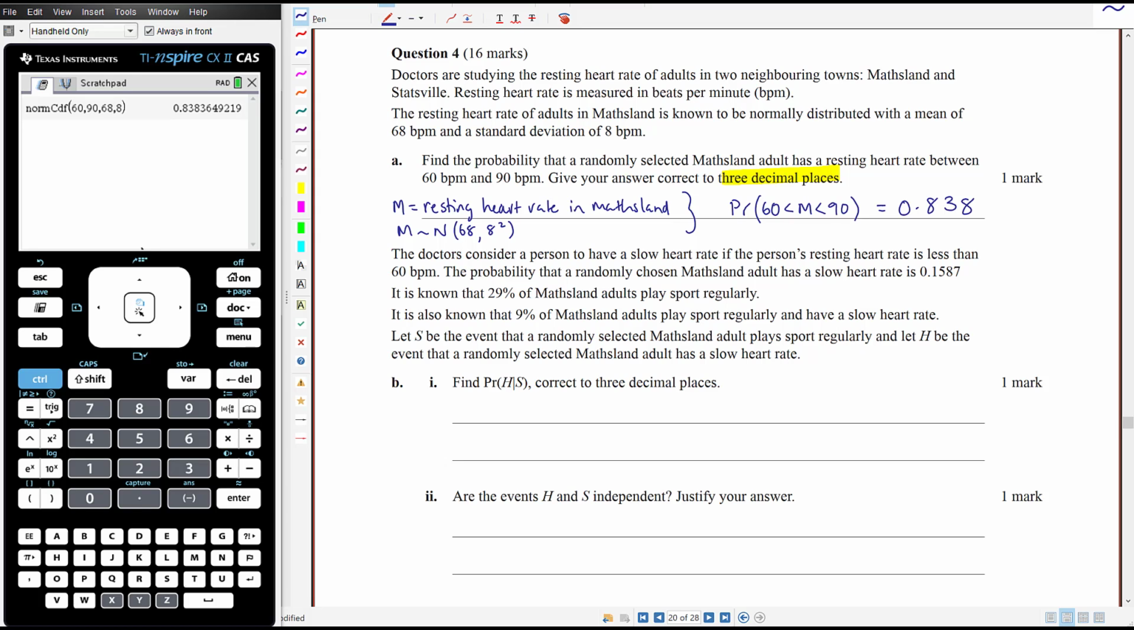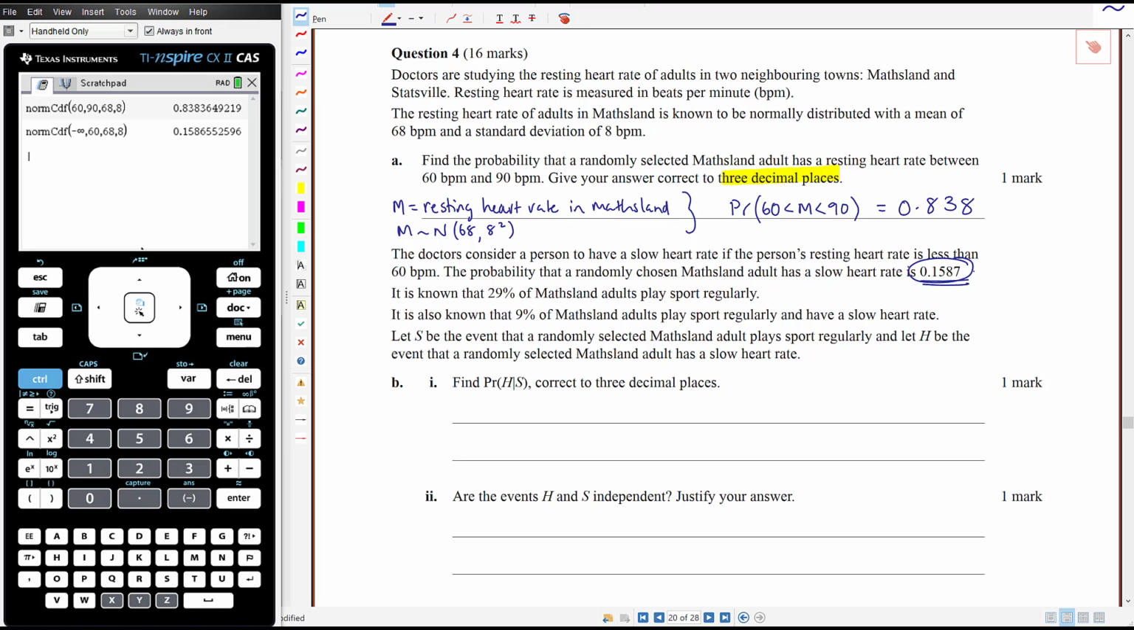Okay, doctors consider a person to have a slow heart rate if the person's resting heart rate is less than 60 beats per minute. The probability that a randomly chosen Mathsland adult has a slow heart rate is 0.1587. Now, we could calculate that ourselves. Menu 552, less than 60, we could work it out, and it should give us that value. But they're just giving you this value so that the rest of the question is not too reliant on it, to allow you to calculate it and potentially do the whole thing with the wrong value. But that does mean that everything will be fine if we use this rounded value, because that will be how it's expected to be used.